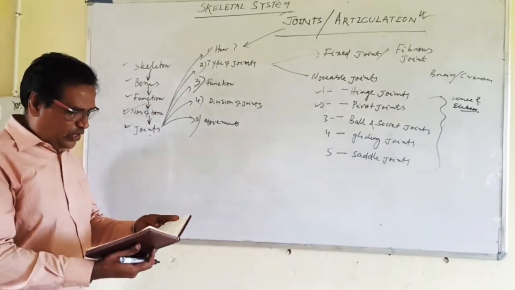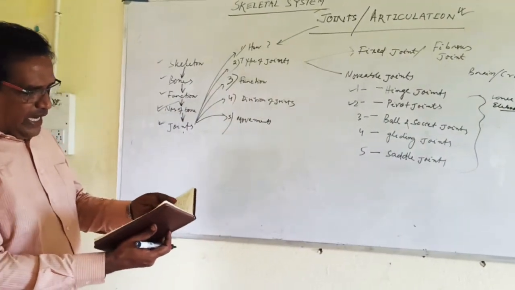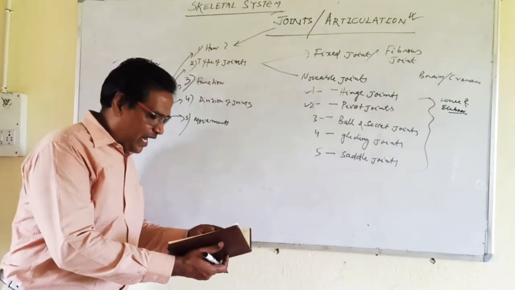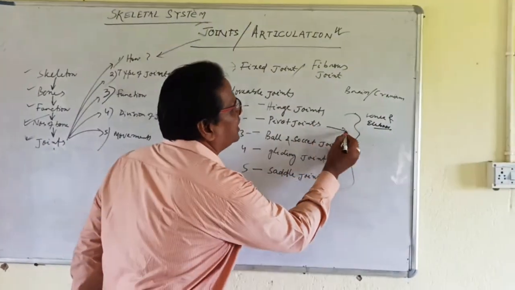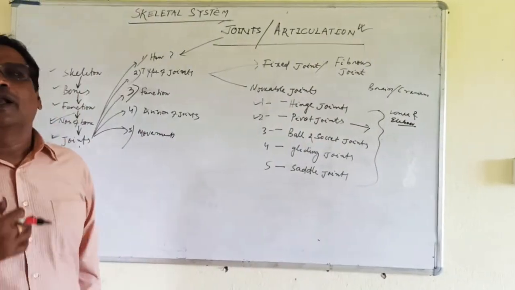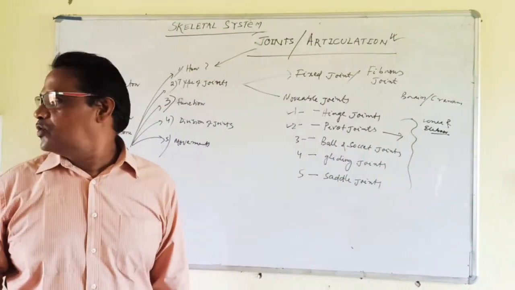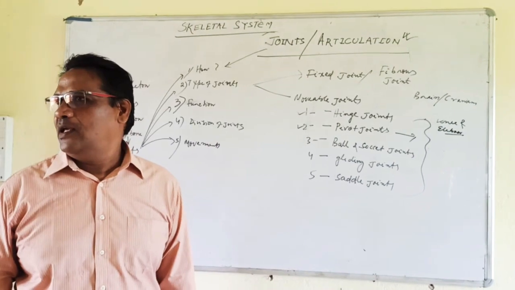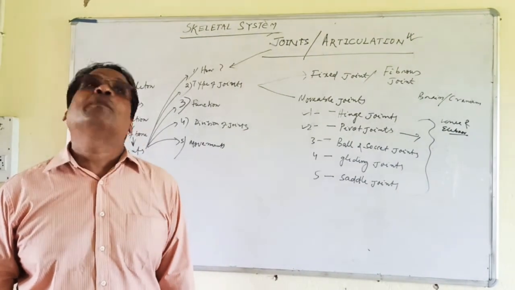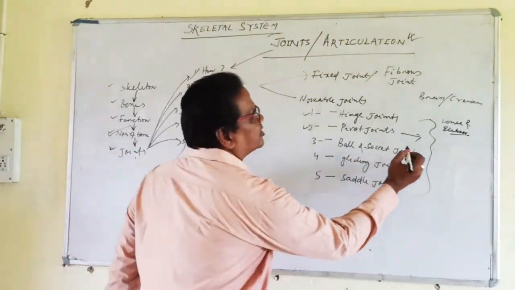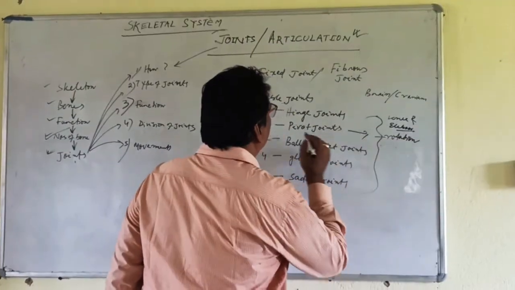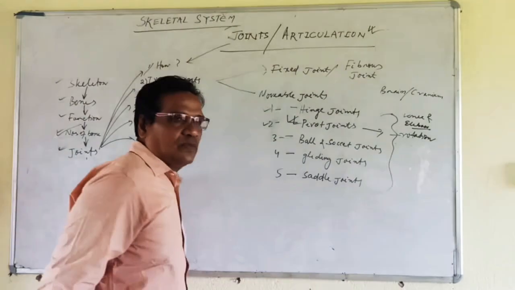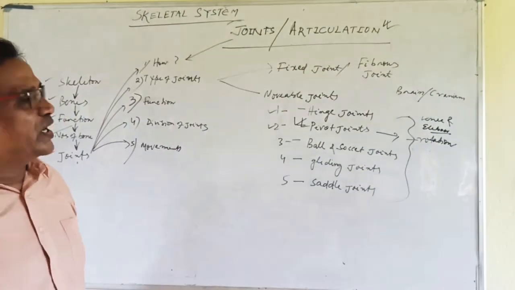Next is your pivot joints. So pivot joints allow movement of the head side to side. This type of joint is seen in your neck rotation, side to side movement of the neck, and this is rotation movement. Rotation type of movement is expressed by the pivot joint.